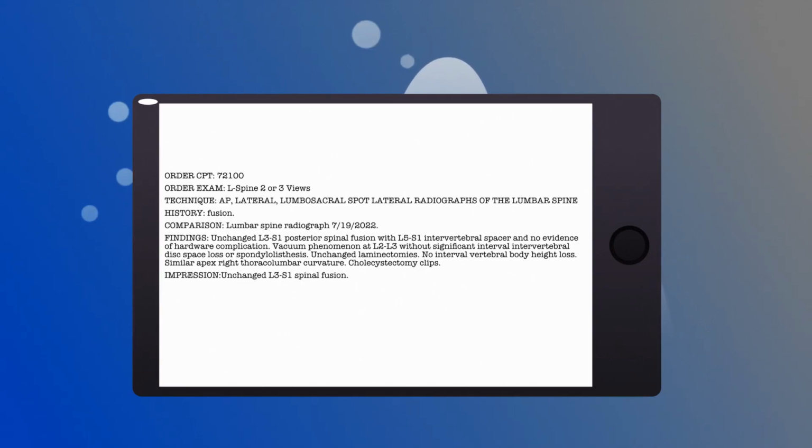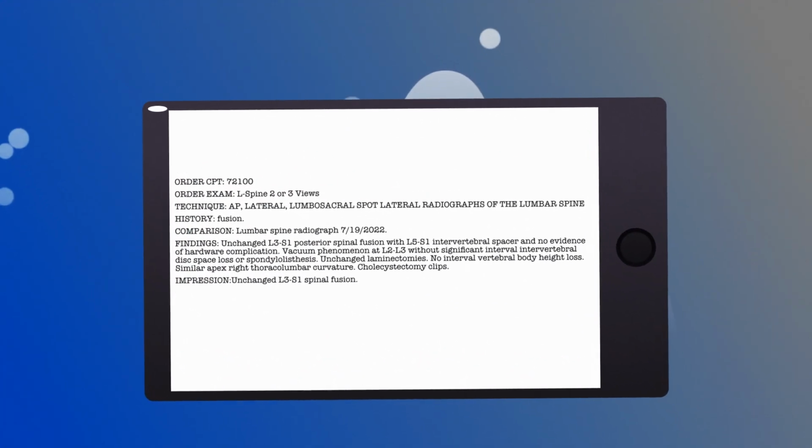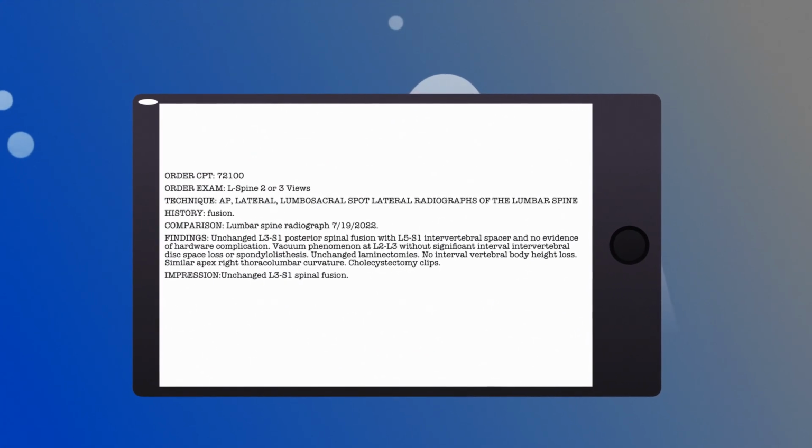Let's look at the views. AP, lateral, lumbosacral spot lateral, that's a total of 3 views. This qualifies for CPT code 72100, radiologic examination, spine, lumbosacral, 2 or 3 views.